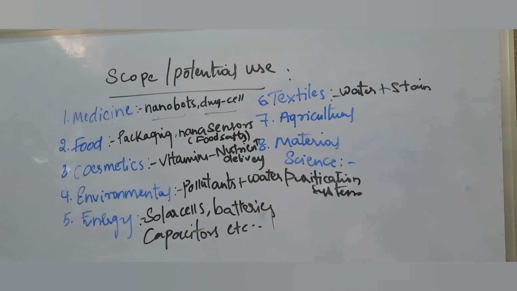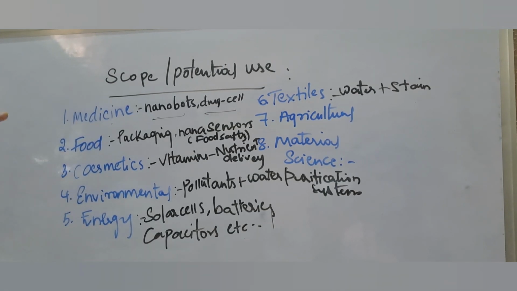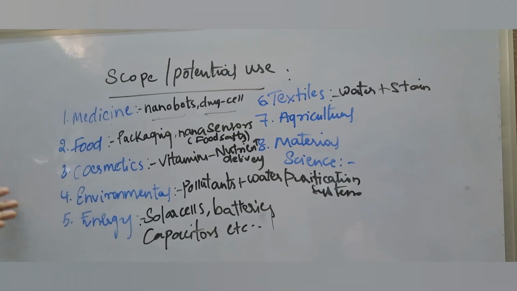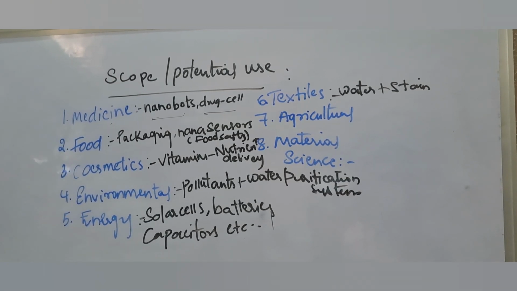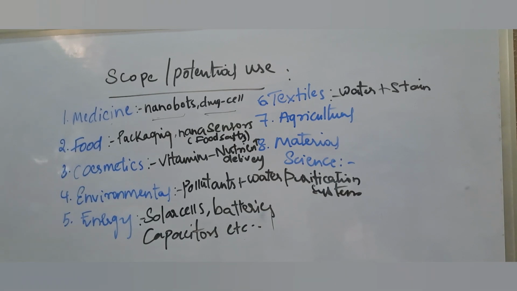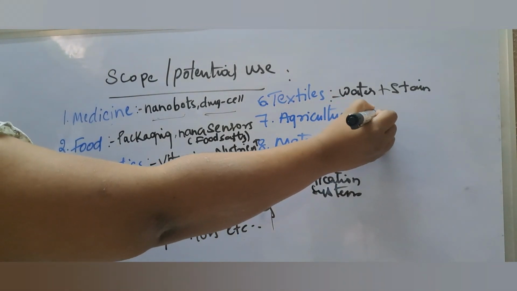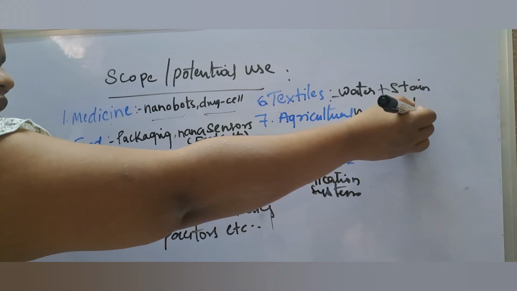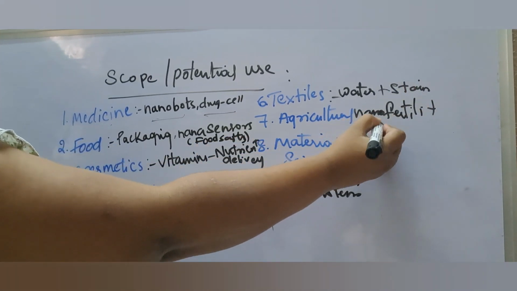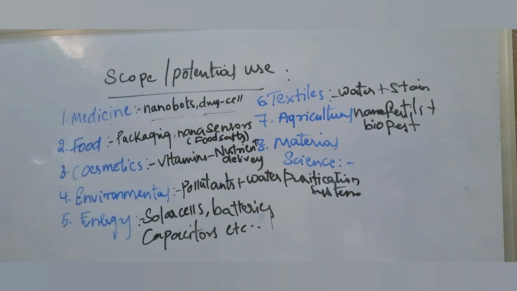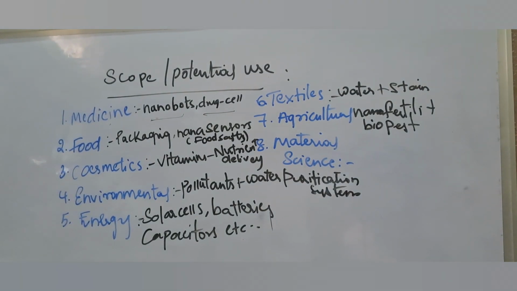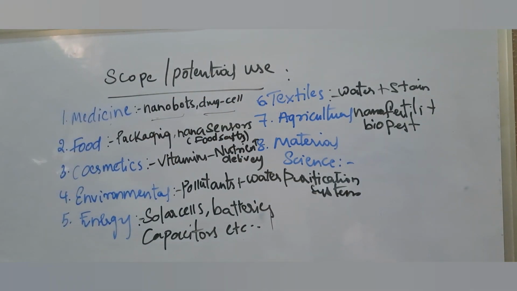And next is the agriculture industry. As you know, nano fertilizers and nano biopesticides, right? Why have they used those two? To deliver nutrients. The main theme of the agricultural industry in using nanotechnology is to deliver nutrients through nano fertilizers and nano biopesticides. So these are well known in the agricultural industry.